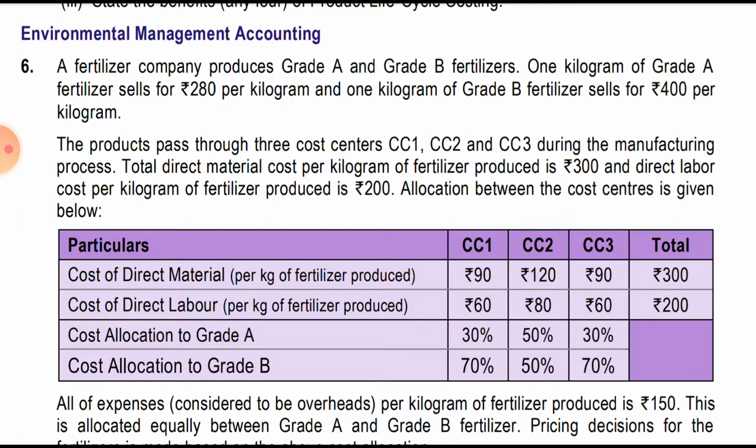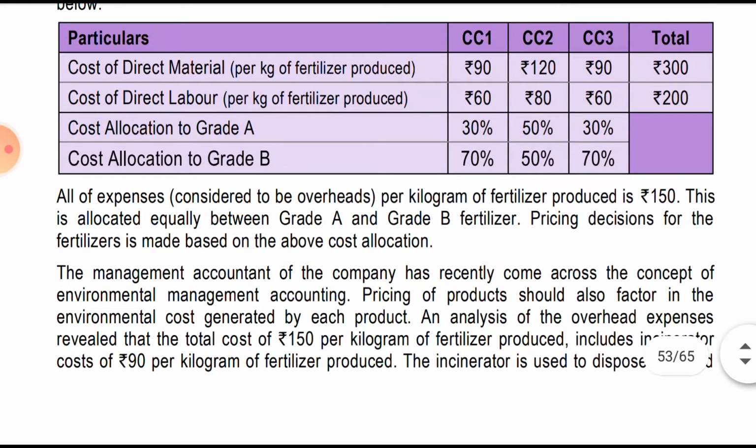So just do this calculation and we can find out what exactly is the cost of the material for grade A and what is the cost of the labor of grade A and B. So for grades A and B we have to find out the material cost, and for grades A and B we have to find out the labor cost as well.